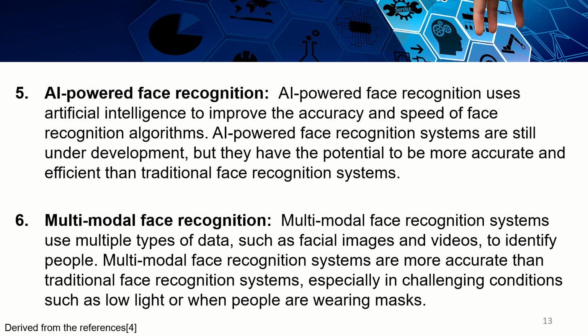And AI-powered face recognition uses artificial intelligence to improve the accuracy and speed of face recognition algorithms. AI-powered face recognition systems are still under development, but they have the potential to be more accurate and efficient than traditional face recognition systems. Multimodal face recognition systems use multiple types of data such as facial images and videos to identify people. They are more accurate than traditional systems, especially in challenging conditions such as low light or when people are wearing masks.